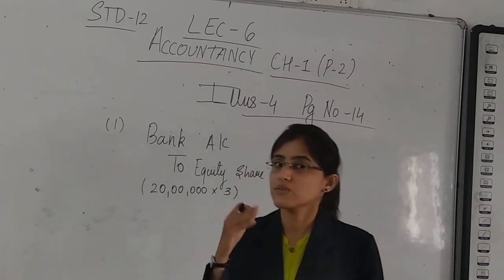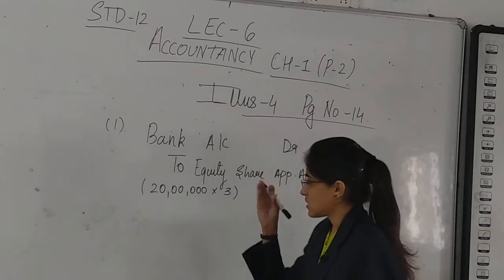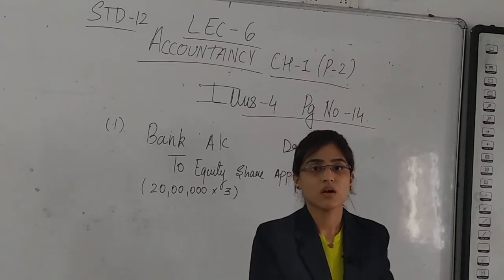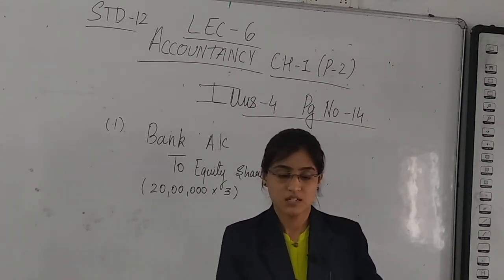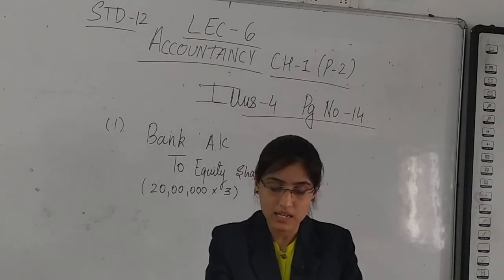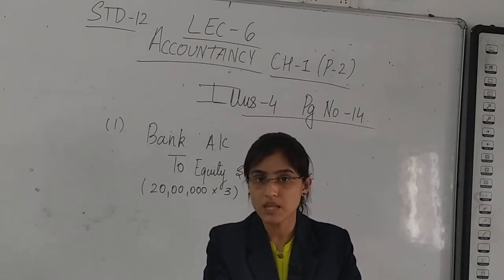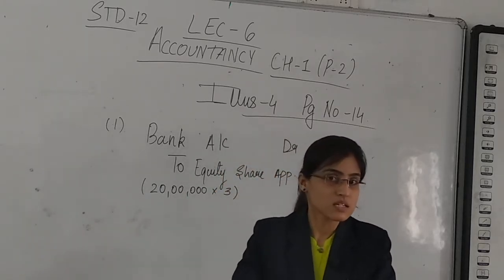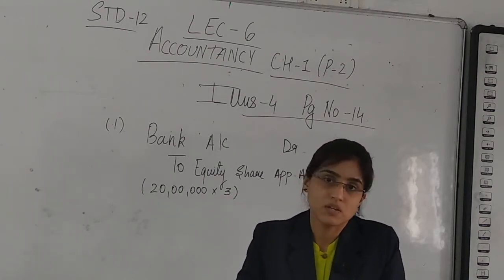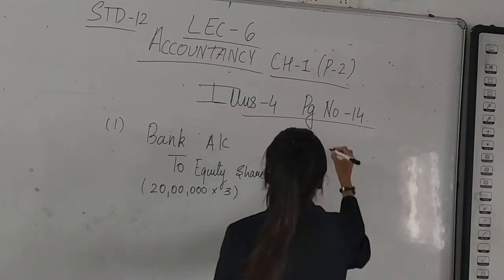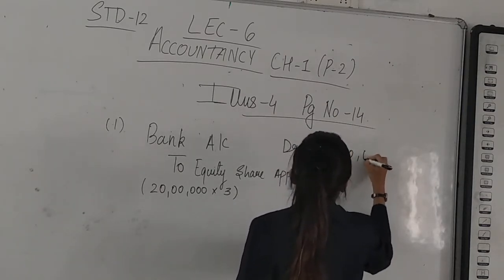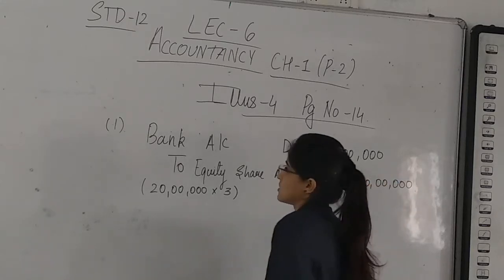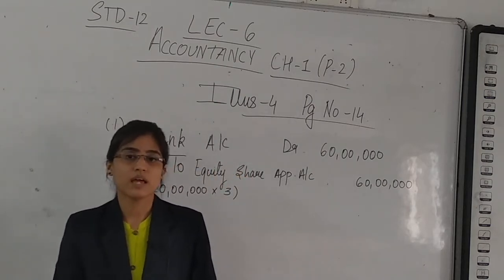Always at the first step, the number of shares to be considered are for which the application has been received. So the application has been received for 20 lakh equity shares. How much is the amount called up with application? Rupees 3. So 20 lakh into 3 makes it 60 lakh rupees. So this completes your first journal entry.